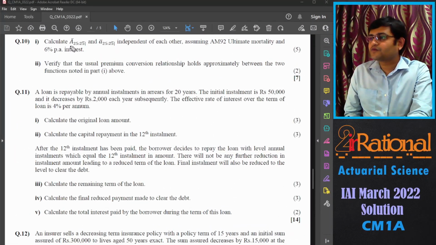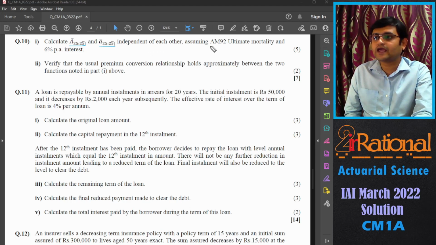Question number 10: calculate Ā₂₅:₂₅ and ä₂₅:₂₅ independent of each other, assuming AM92 ultimate mortality and 6% per annum interest. And in the second part, verify that the usual premium conversion relationship holds approximately between the two functions noted in part 1 above.